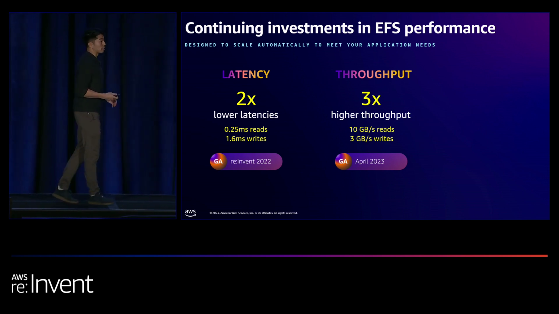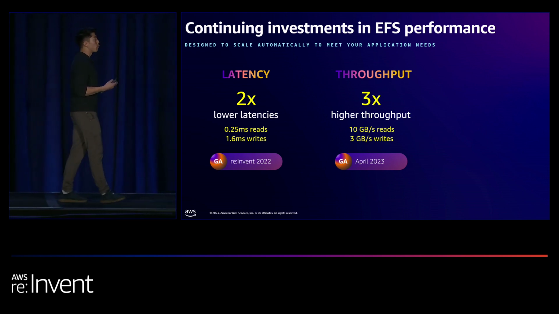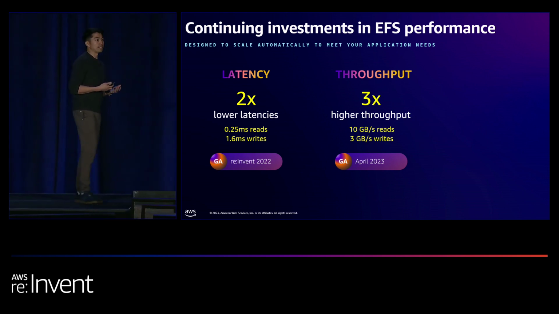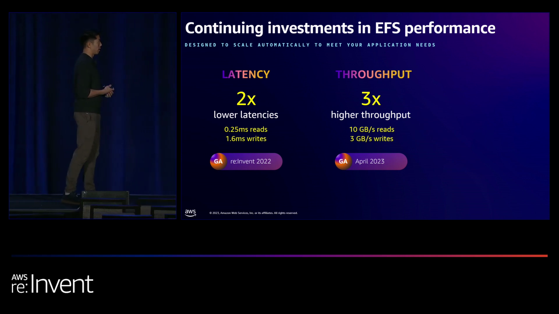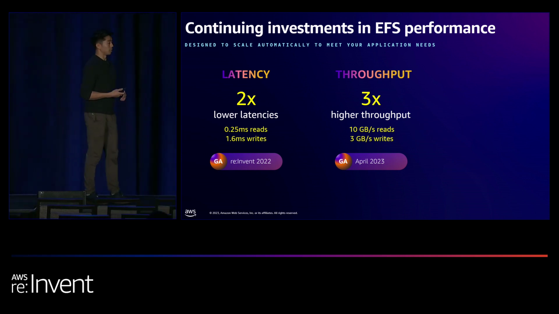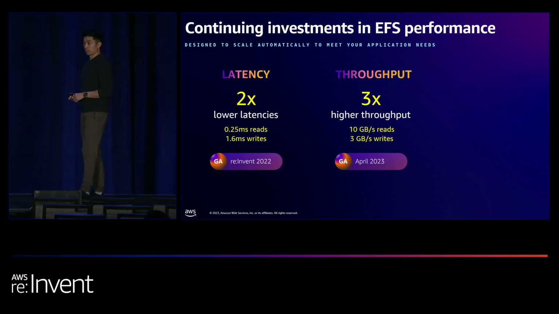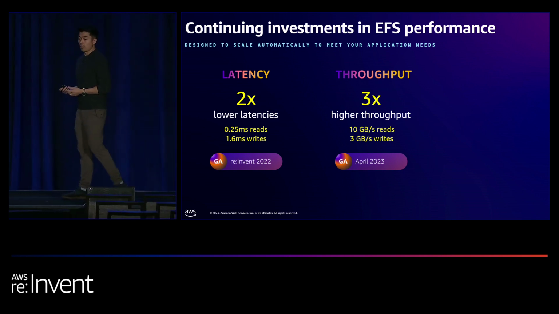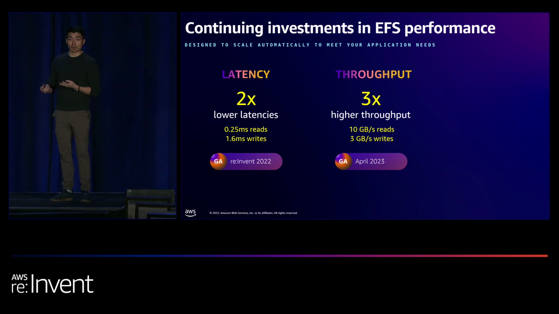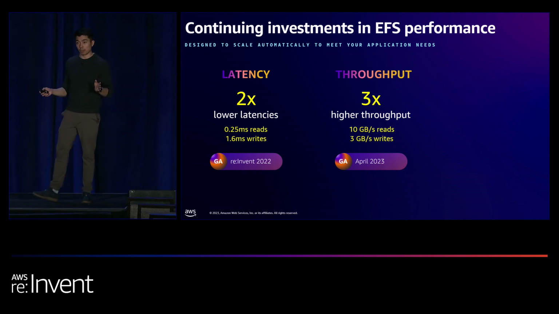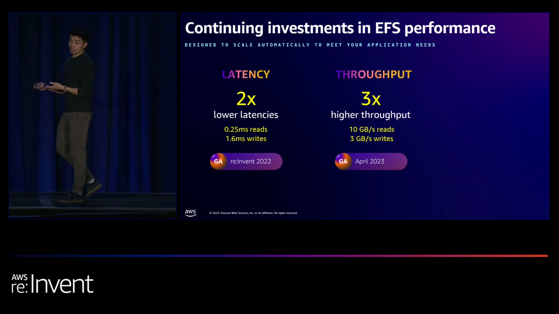The second dimension is throughput. So how much data, how quickly can you read or write data from your file system? And in April this year, we increased our per file system throughput limits by 3x and support up to 10 gigabytes per second of throughput. And again, all of this is automatically delivered to your file system on a fully pay-as-you-go basis, and you don't need to provision it up front in order to get it.